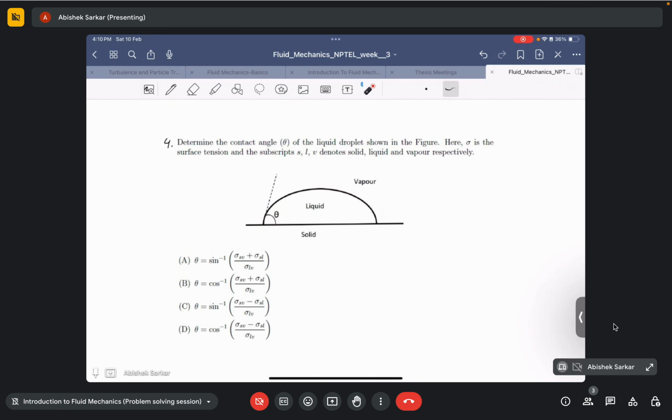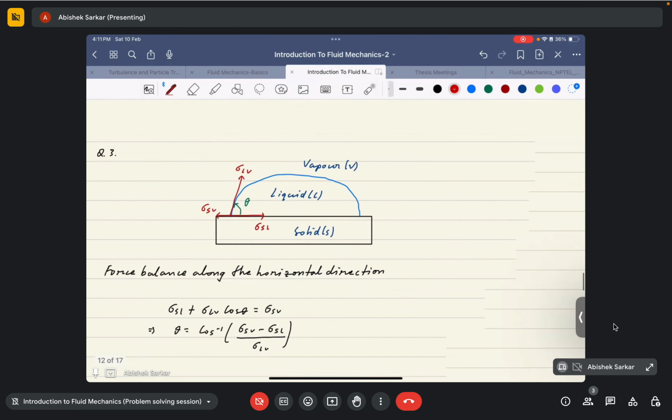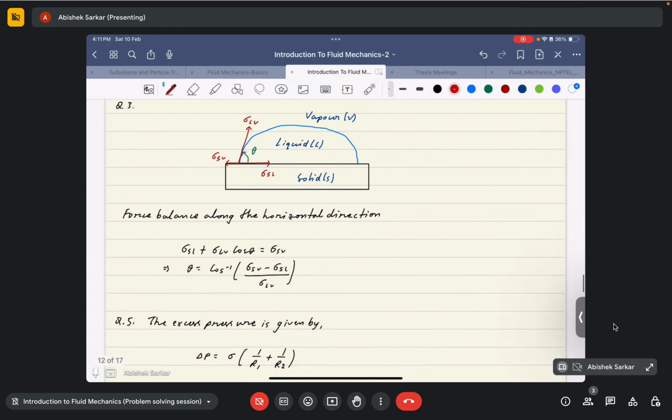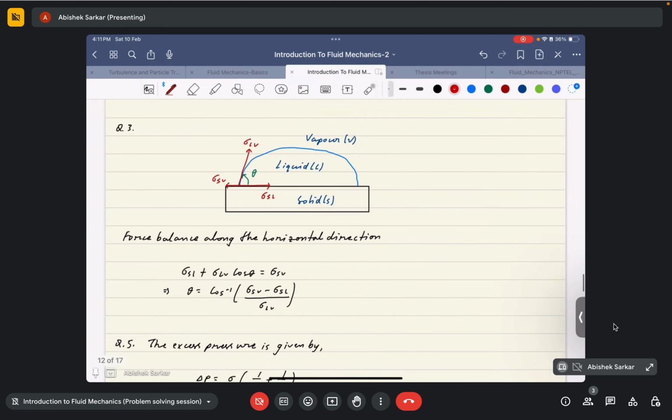Theta is equal to cos inverse of sigma SV minus sigma SL by sigma LV. Yes, absolutely correct. So this is option D. Yes, it is derived in the lectures, so I don't think we should go ahead and derive it again. But still, for the sake of other students, we'll just show the diagram and the derivation. I hope this is what you have done, right?